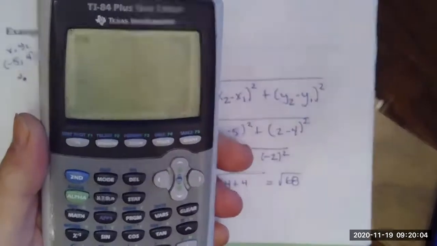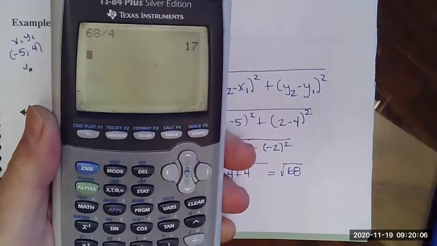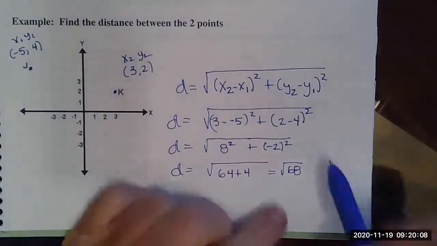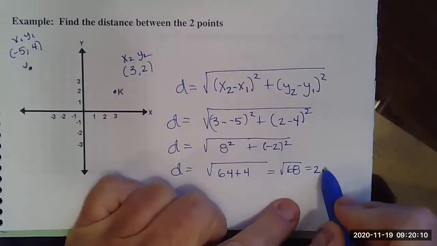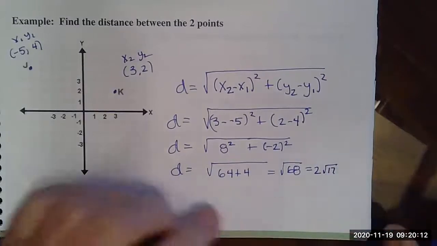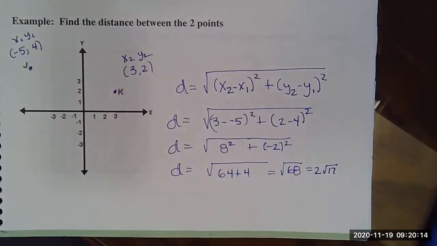So 68 divided by 4. Yeah, 17. So this is the same here as 2 root 17. That will be the best answer right there. That'll be the answer that you would see in the back of the book and your multiple choice test. Not going to get any harder than that. Oh, yes, it will. Fractions.